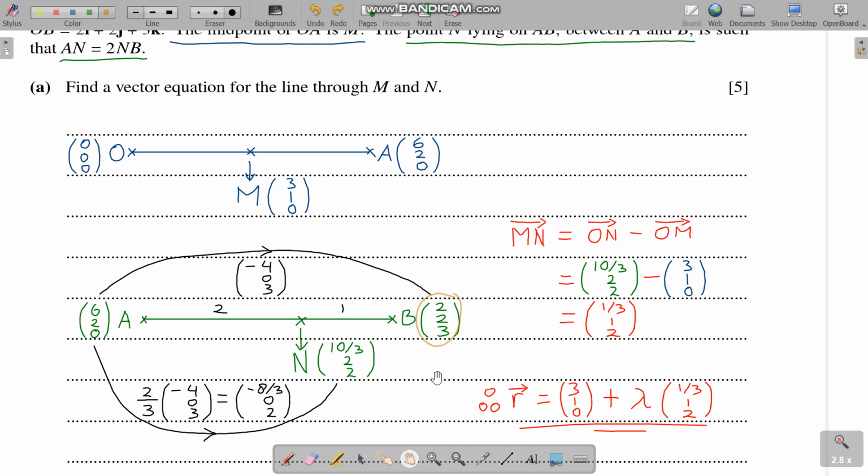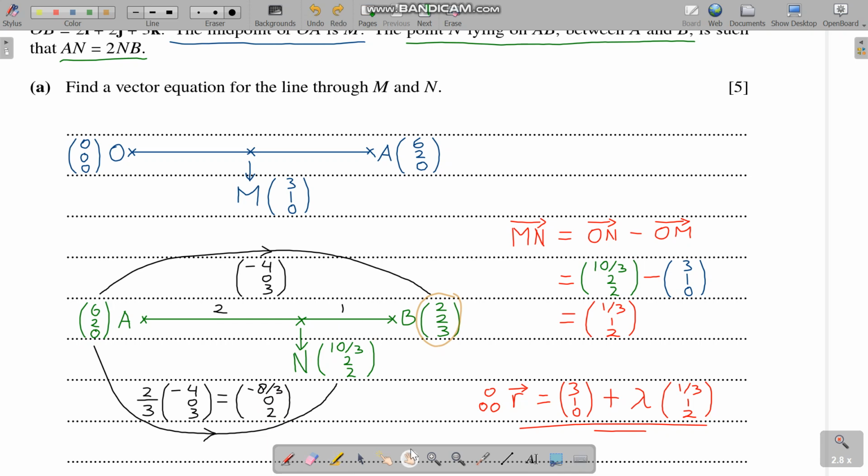Now since we have this ratio, the process from A to N would be 2/3 of this process because of this ratio. This is 2, this is 3, so 2/3 of this. Using a calculator, we get minus 8 over 3, 0, 2. So from A to N, 6 minus 8 over 3, we get 10 over 3. And 2 plus 0 is 2. 0 plus 2 is also 2. Okay, so this is the point N.